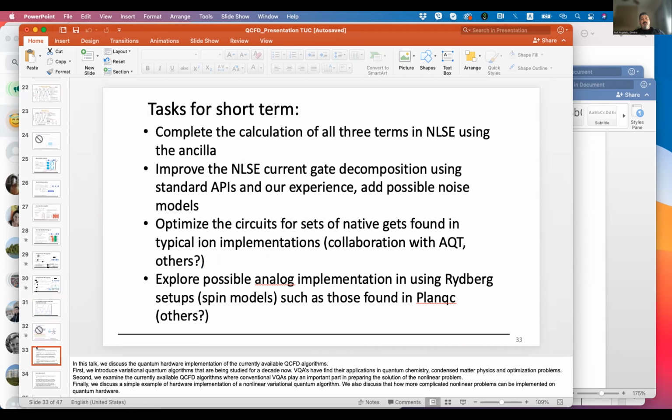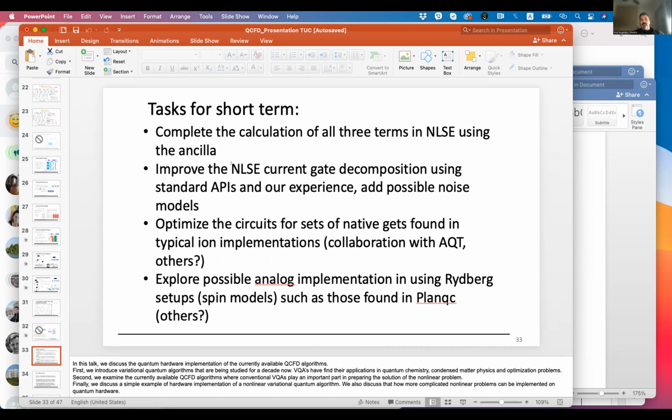And so what is next? We want to finish up with the understanding really of the NLSE and the ancilla regime, including the full simulation. Then we would like to start working on optimizing gate decomposition based on what our ion or superconducting guys, or whoever we're going to run this with, can do. And it's important to start talking to them as soon as possible.